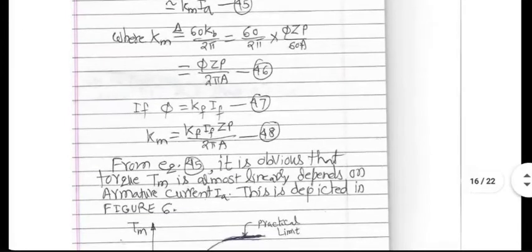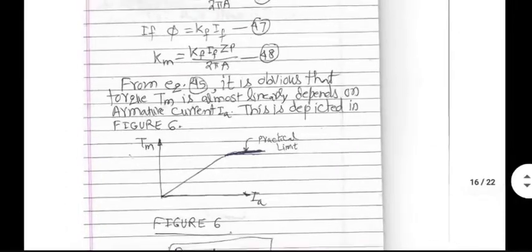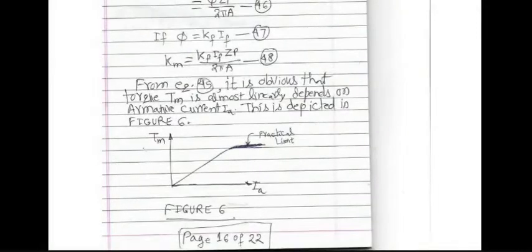It is obvious that torque Tm is almost linearly proportional to the armature current. Of course, as Ia increases, a saturation would occur. After that, you would rather not operate. Most of the manufacturers give these characteristics of motors in their data sheet, and they tell you safe range of Ia and Tm, which you should not normally exceed. This is all about separately excited motor.